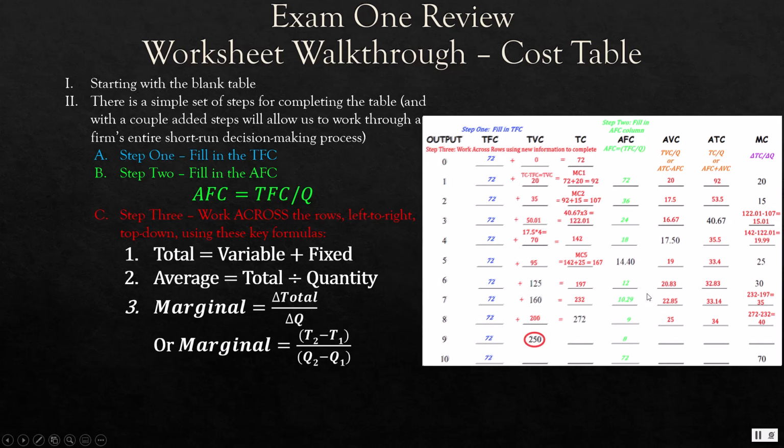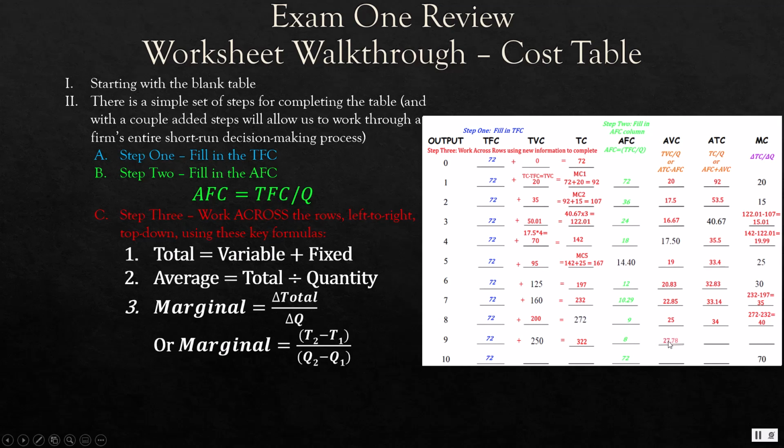Unit 9, our new piece of information is that the total variable cost of Unit 9 is 250. So we add that to the 72 of fixed cost and we get 322 for the total cost. Divide the 250 by 9 and we get the average variable cost of 27.78. Divide the total cost by 9 and we get the average total cost of 35.78. Take the total cost of Unit 9 minus the total cost of Unit 8 and we find the marginal cost of Unit 9 is $50.